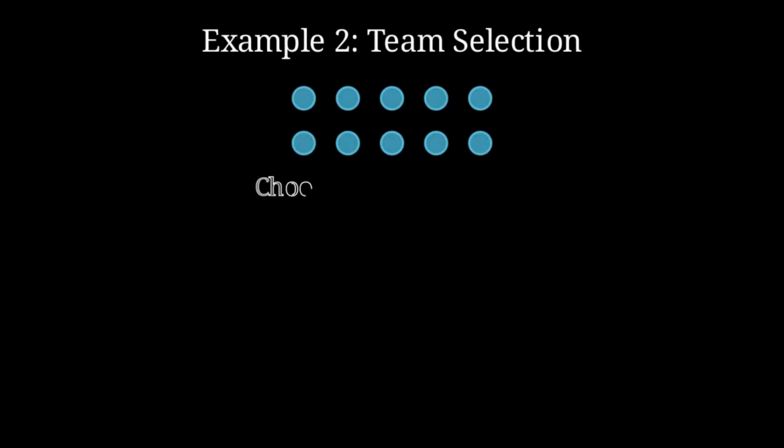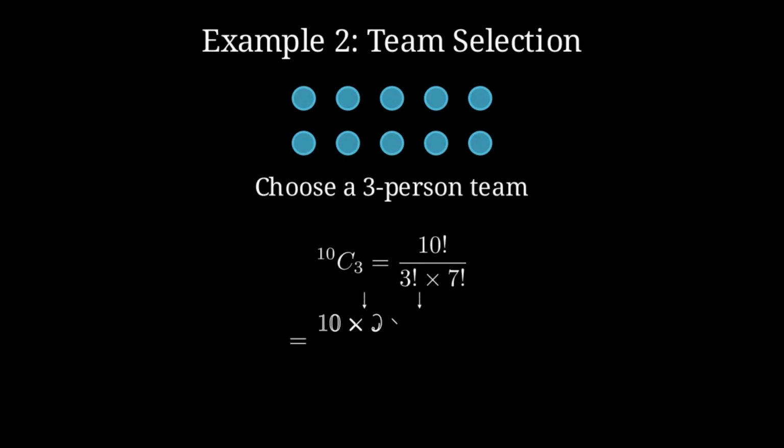Now for combinations. If we need to choose a 3-person team from 10 students, we use 10C3. Since it doesn't matter who is picked first, second, or third, the combination formula is our most efficient tool.